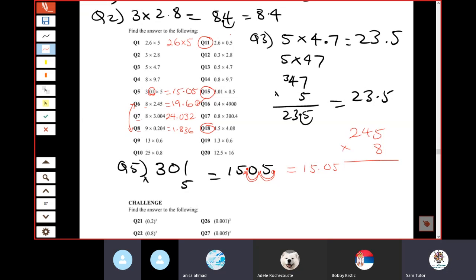For question 15, is that a 3 or is that an 8? For question 3, it's a 3. Okay. 3.01. Oh, I did question 12 by accident.